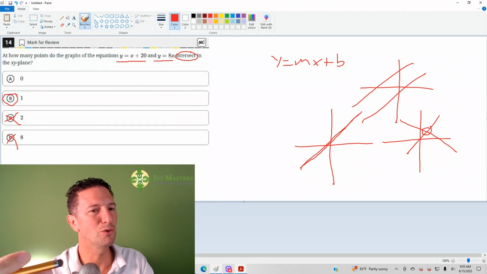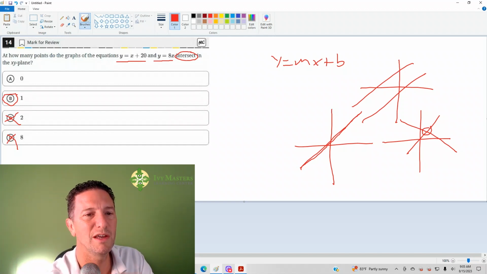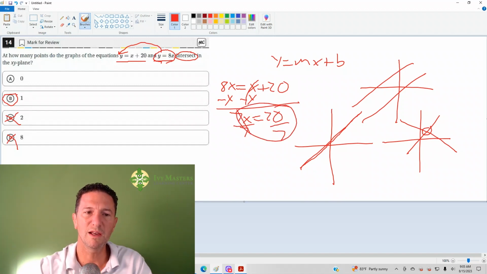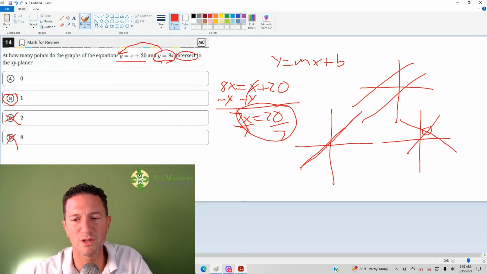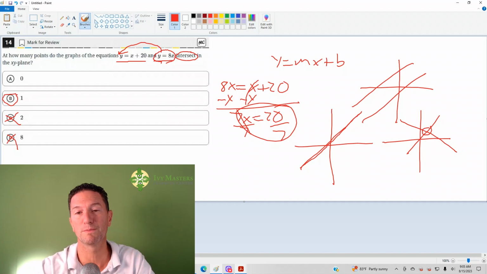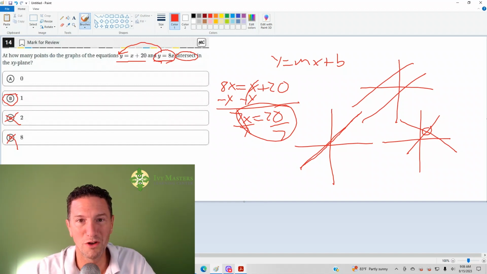Now, how would you do this, which is really unnecessary. But for any time it says intersect, you could do a system of equations. If y equals 8x, in place of y you put 8x, and then you've got 8x equals x plus 20. You subtract x, and you get 7x equals 20. Divide by 7, and x equals 20 over 7. So there is one x, there is one solution. But again, that was unnecessary, because as soon as you see their different slopes, then you know that there's one solution.